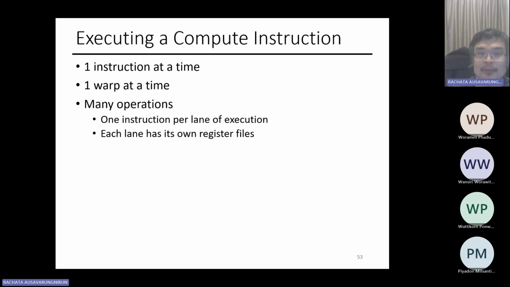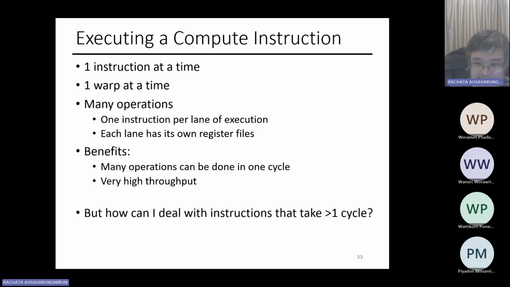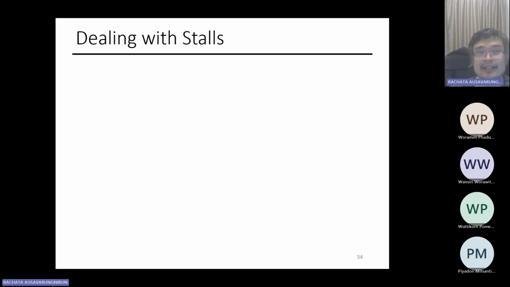That have many operations, the number of CUDA cores, if you will. The benefit here is you get many operations that can be done in one cycle, so you get a really high throughput. Now, if I have an instruction that takes more than one cycle, I can have stalls.